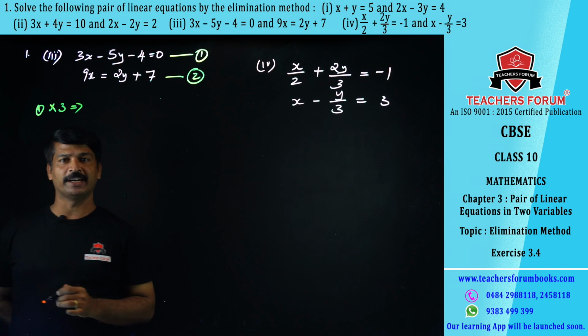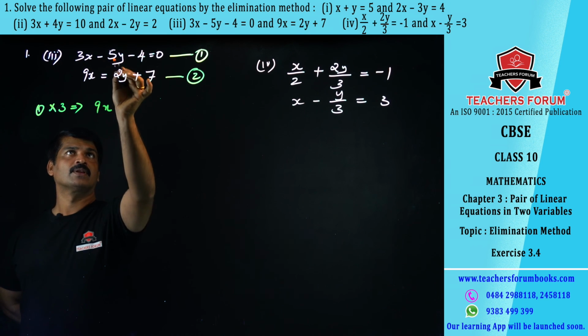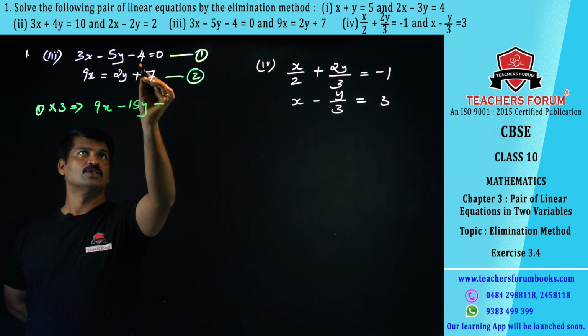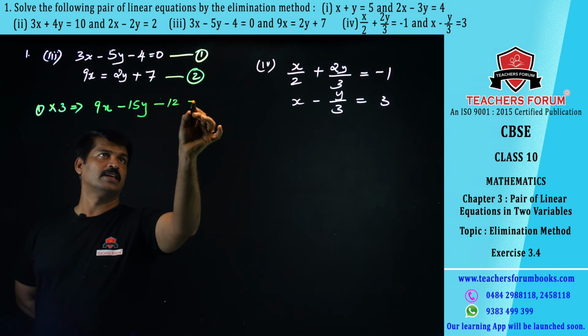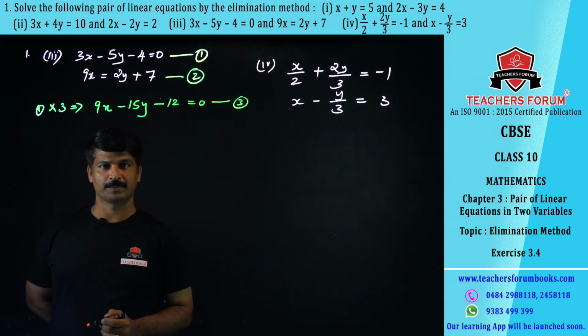Then can you tell me what you will be getting? You will be getting 3x into 3, that is 9x, minus 5y into 3, that is 15y, minus 4 into 3, that is 12 equals 0. Let us call it equation number 3.